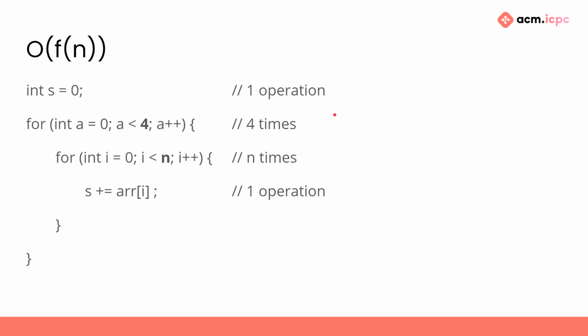So what does this piece of code do? It first declares the variable s. It loops 4 times and then n times. And then inside the nested for loops, it adds an element of the array to the variable we declared earlier. The inner loop looks very familiar to us, right? It is basically the same code as last time. It's adding up all the elements of the array.